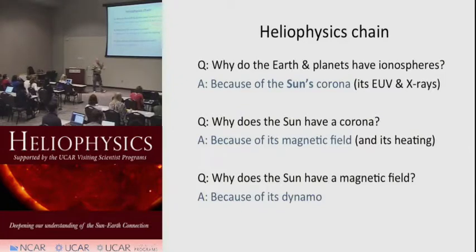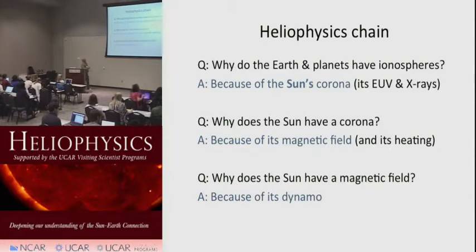Okay? The EUV and X-ray radiation from the corona is what creates the ionosphere. Then you ask, well, why does the sun have a corona? That was yesterday afternoon. I hope you all still remember. The answer was because it has a magnetic field. The magnetic field creates the heat, and then the attempt to get rid of the energy from that heating through radiation leads to a very hot corona and a transition region, which is where all of the EUV and X-ray radiation comes from. So the sun has a corona, we have an ionosphere.